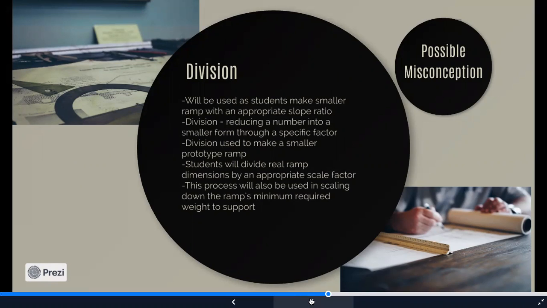Division in this activity can be understood as how many times larger or smaller one number is than the other. If we want to make a ratio 12 times smaller, we will divide both of the numbers by the factor of 12. The actual size of the real-world ramp would maintain a 1 foot, 12-inch rise and a 6 foot, 72-inch run. These dimensions are too large to build and test the prototype.